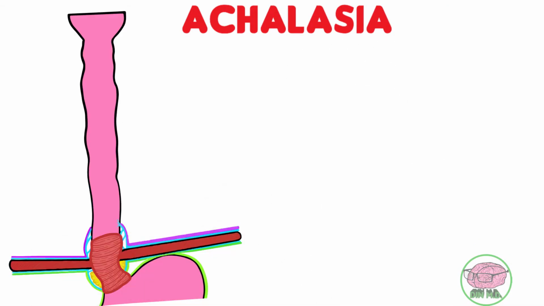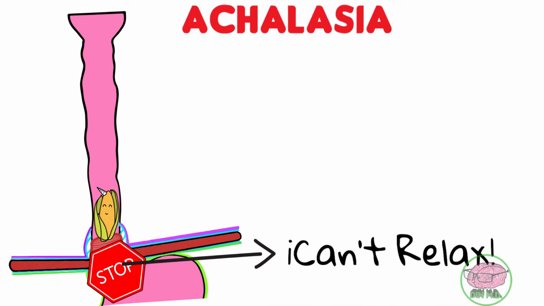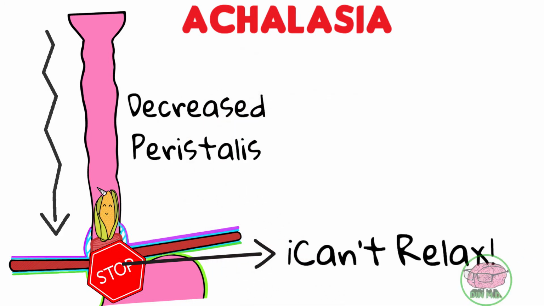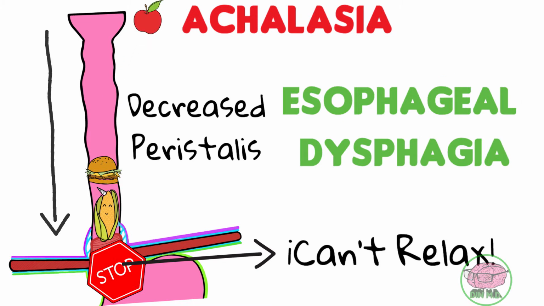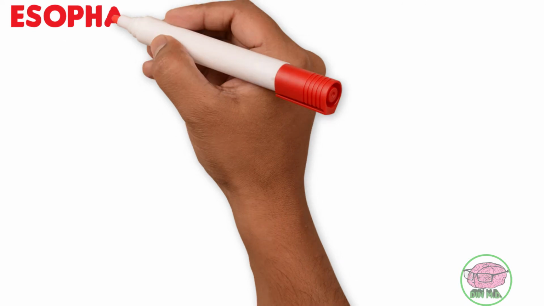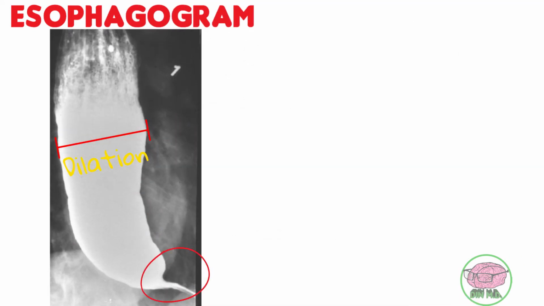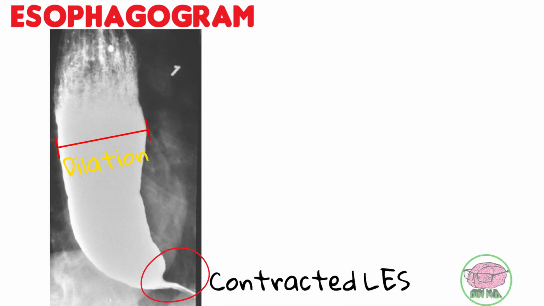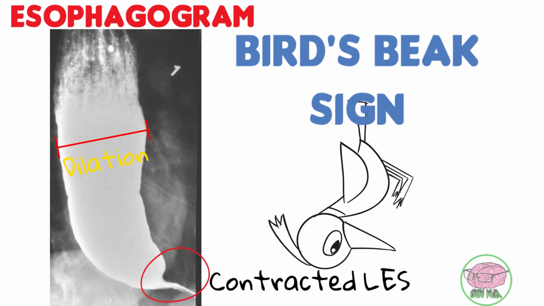Achalasia is a disease that occurs when the lower esophageal sphincter fails to relax and allow the passage of food into the stomach. It is also associated with a decreased esophageal peristalsis. Food starts to accumulate and causes esophageal dysphagia and regurgitation of undigested food. A study useful to diagnose this is the esophagogram, that shows a dilation of the thoracic esophagus and a thin line where the lower esophageal sphincter is tightly constricted. This is known as the bird's beak sign.